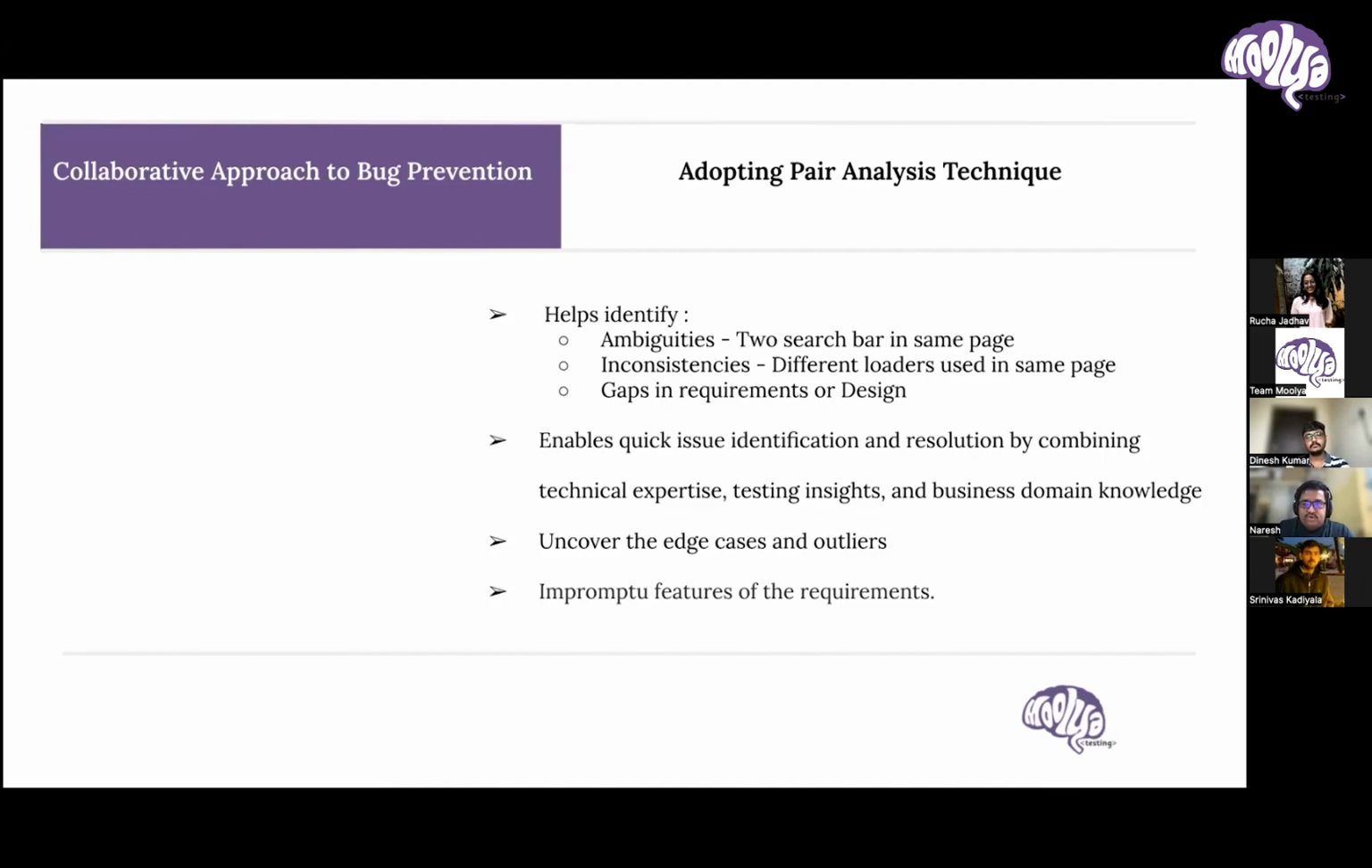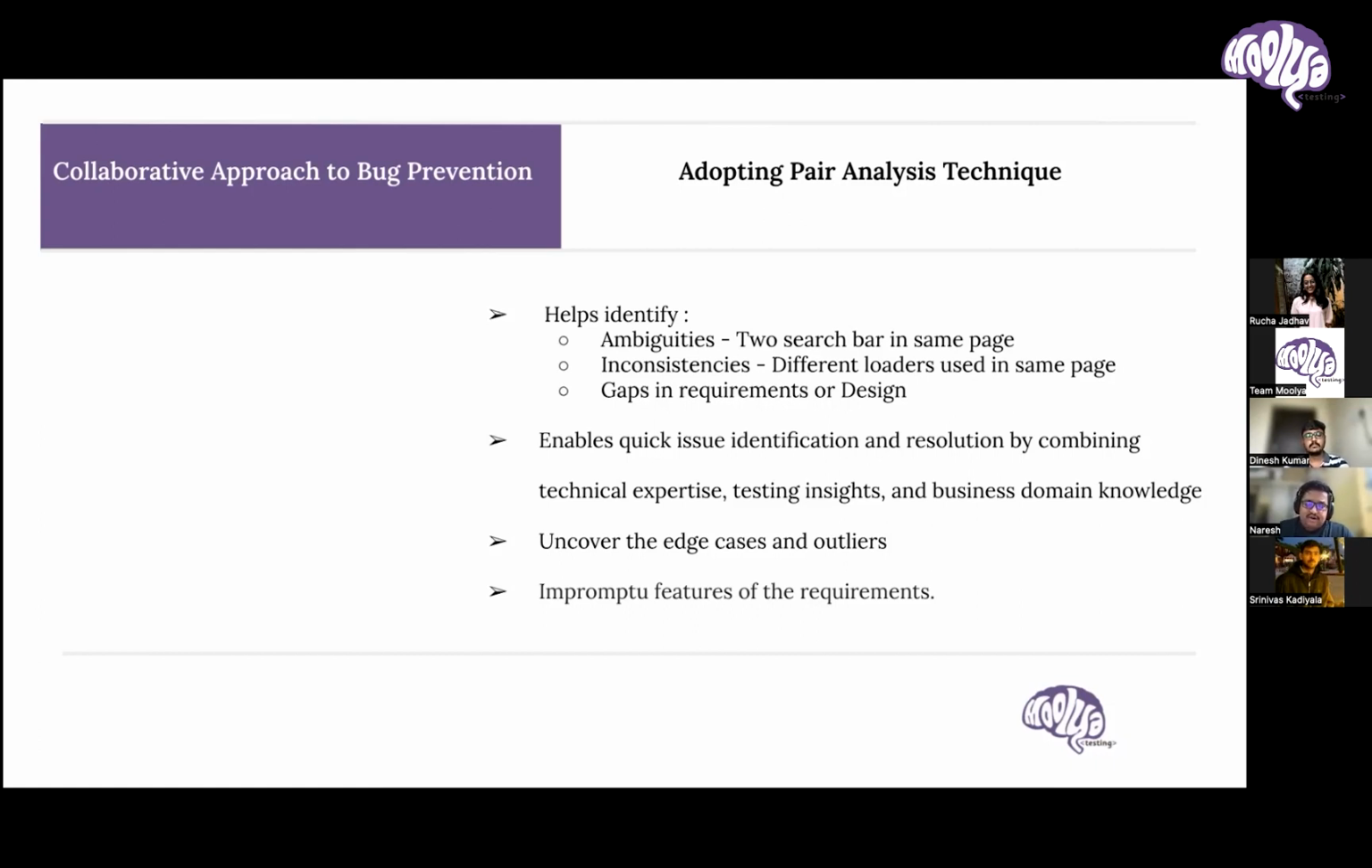We are going to do this pair analysis technique whenever it is required. We are not saying that this should be done for each and every user story. If a user story is very straightforward, you don't need to do this pair analysis technique. You can still do it with a peer tester to come up with a different type of coverage and a different perspective from a different tester.